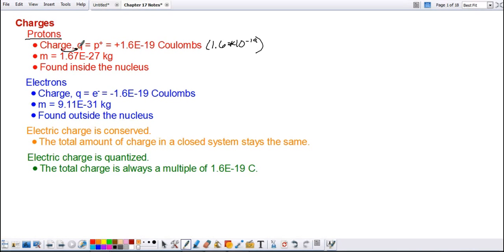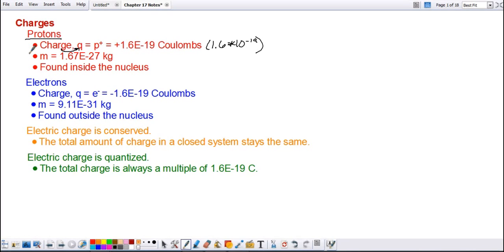Charge, we use the symbol Q to represent charge. Now, when we're talking about a proton, we often just write this symbol, P with a little plus above it. Okay, because then everyone knows what the magnitude of that charge is immediately, and they know that it's positive because of the plus. So you've got a positive 1.6 times 10 to the negative 19th coulombs.